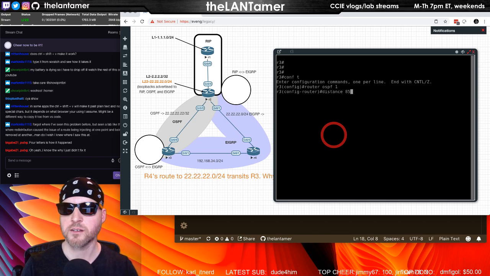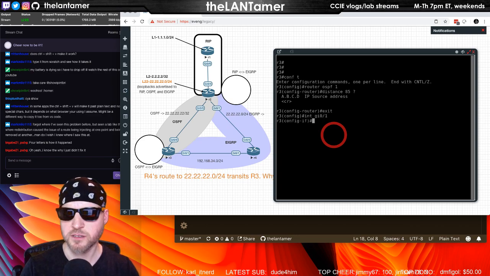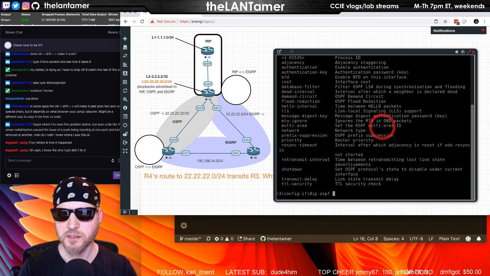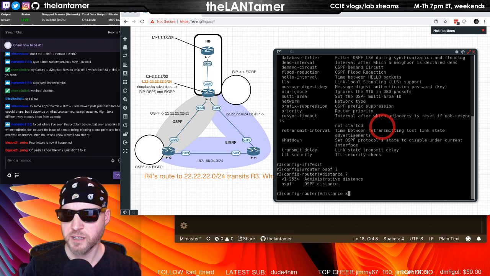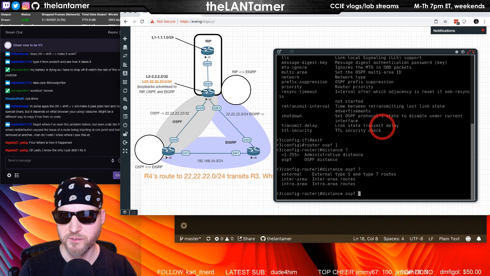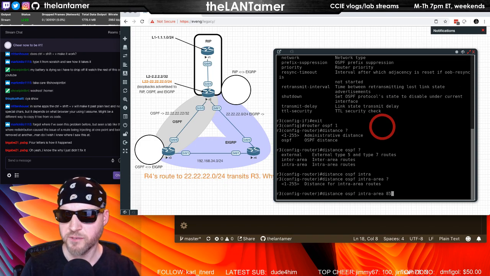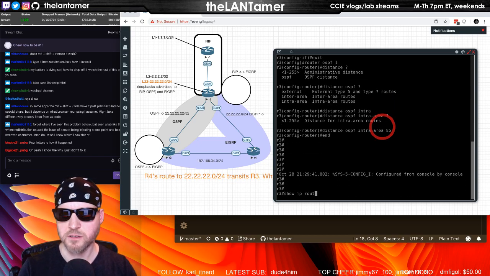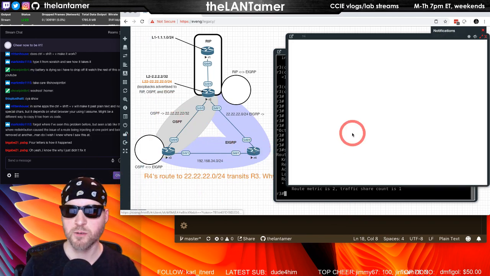So we're going to say 85. Actually, there's always a couple ways to do this, right? Let's do it on the interface. IP OSPF. That's how you want to do EIGRP, I think. Yeah, router OSPF 1, distance OSPF, and we're going to say for intra-area routes 85. Yeah, I think that's going to solve the issue. There we go. That's going to go out Gi0/0, and now our network, I think, is in good shape.